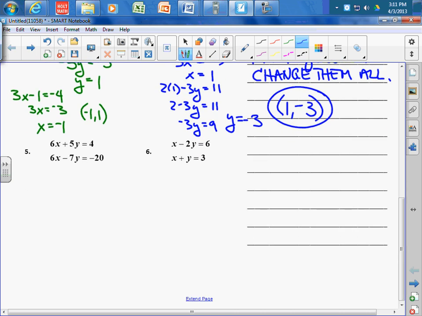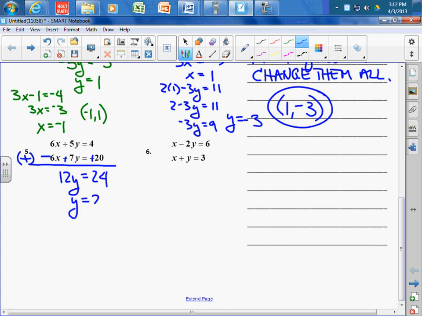In number 5, what's going to cancel, the x's or the y's? Well, the x's are, but what do we have to do first? Change the signs in the bottom row, the entire row. That makes it a negative 6x, a positive 7y, and a positive 20. Because now I have positive 6x and negative 6x, which will cancel each other out. But that makes it 5y plus 7y is 12y. 4 plus 20 is 24.